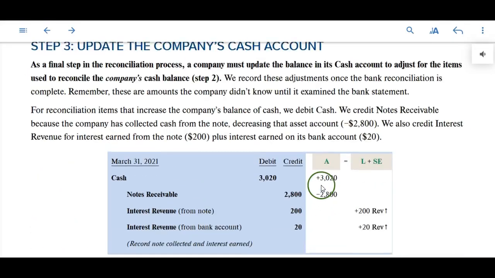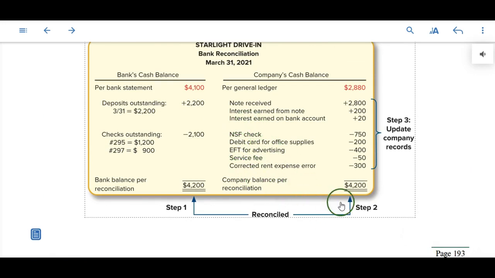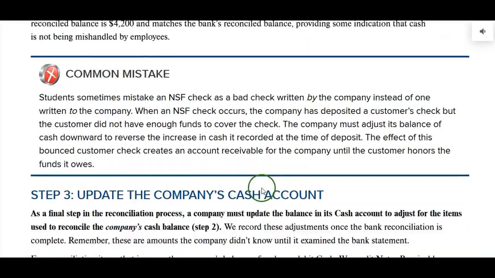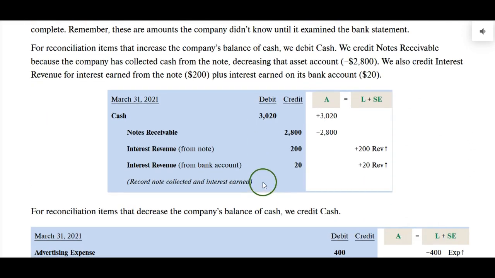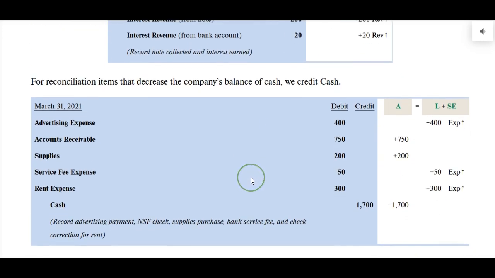So let me go back up and just show you one more time. That second entry is taking care of all this. So that's why we have 1, 2, 3, 4, 5 debits and 1 credit, which is the reduction in cash. So there's the first entry to take care of that cash increase in our general ledger cash account. And then here's the second entry where we take care of the reduction in our general ledger cash account.